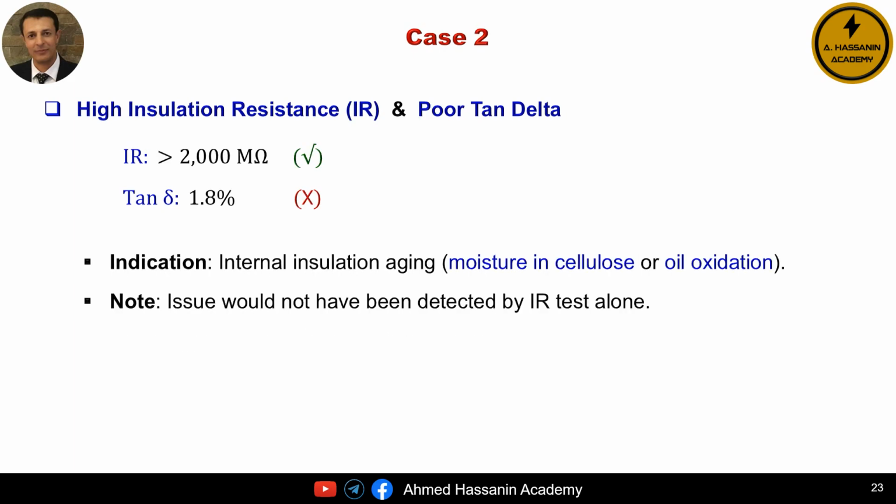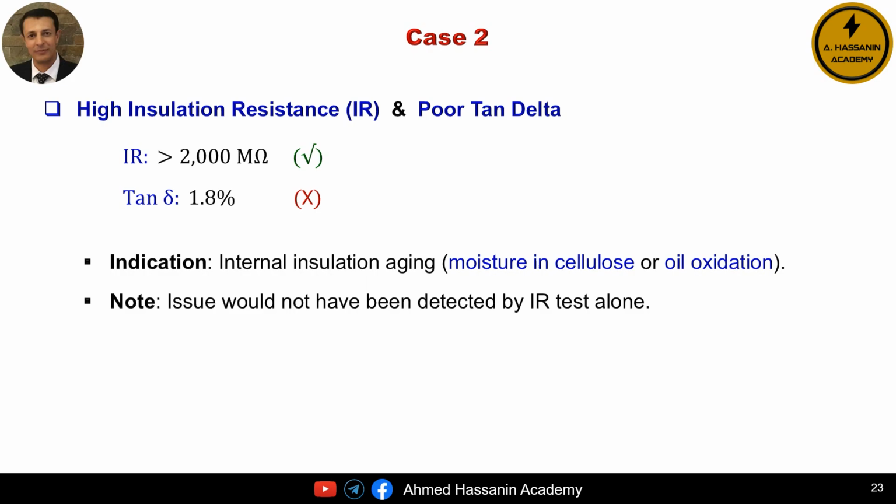As for case number 2, the insulation resistance of another transformer was measured and the value was 2000 megaohms, that is 2 gigaohms, which indicates excellent insulation. However, when the tan delta test was performed, the result was 1.8%, which is a very poor result.